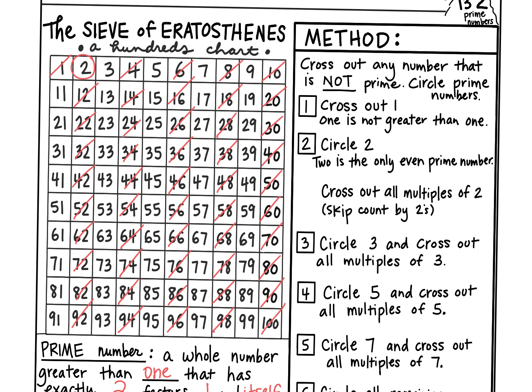So the only even number that is prime is 2. So it is circled. It is our first number that is considered prime. We didn't circle 1. 1 is special. Anybody know why we didn't circle 1?